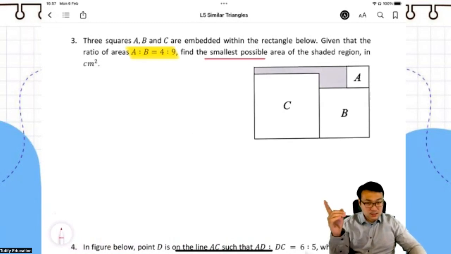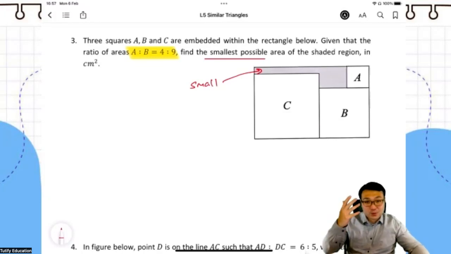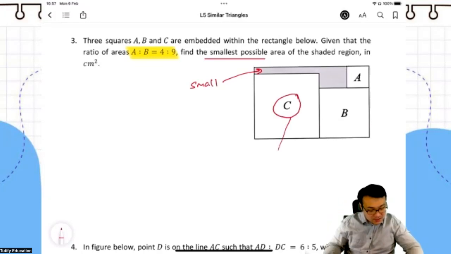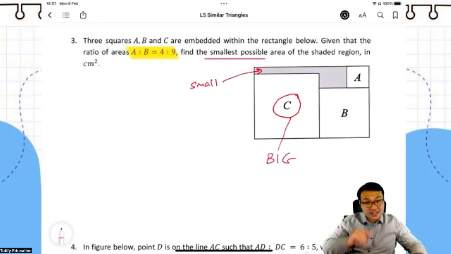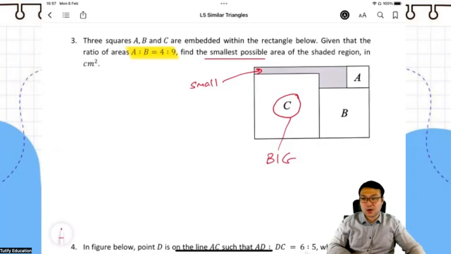Now, what does this tell us? This tells us that if you want the shaded area to be small, then you might as well make the area of C as big as possible. Then the shaded area will be very small, right? Okay, so can I just leave you for maybe 1.5 minutes? Try this question and tell me what is the smallest area of the shaded region? Your time starts now.